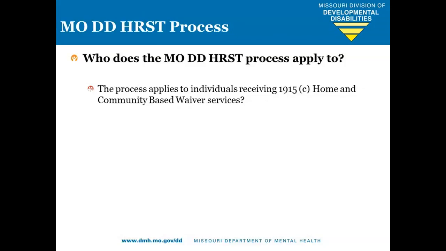So who does the MO DD HRST process apply to? The process applies to individuals receiving 1915C home and community-based waiver services. We have 4 waivers in Missouri, and they are the Community Waiver, the Comprehensive Waiver, the Partnership for Hope Waiver, and the Missouri Children with Developmental Disabilities waiver, also called the MO Kids waiver. And so it'll apply to all of these.